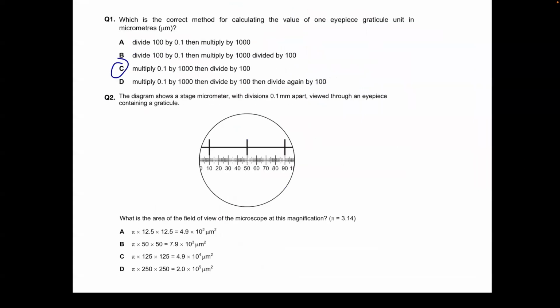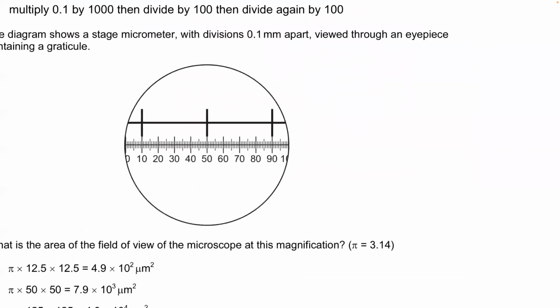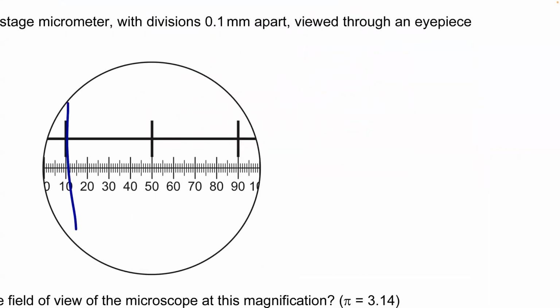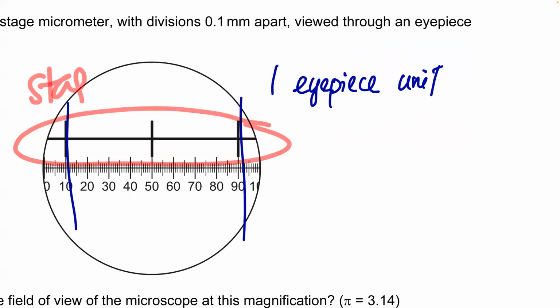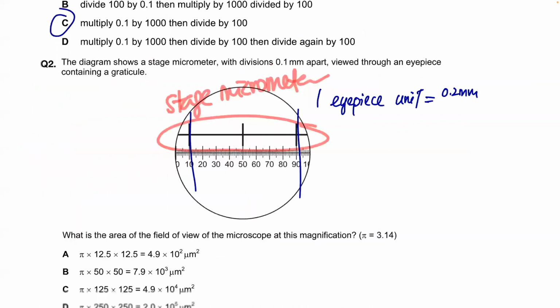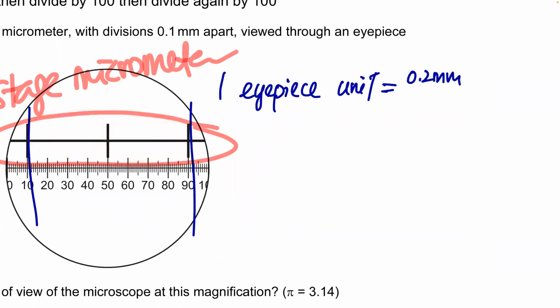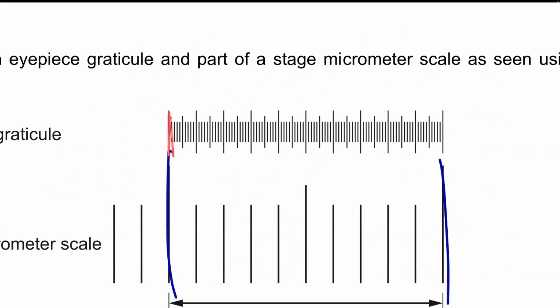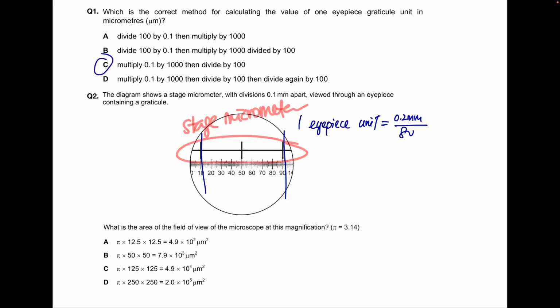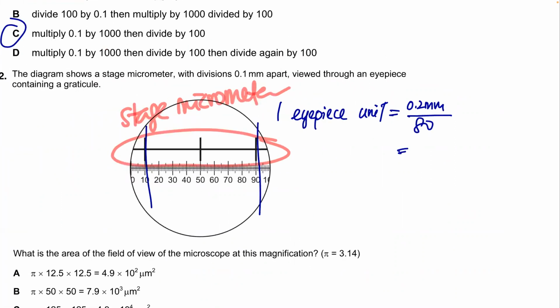Next for this one, you will go with the similar approach. Let's say you look at here and here, what is the length on the stage micrometer? 0.2 millimeter. And how many units correspond to that? 0.2 millimeter corresponds to how many? 80 units. By unit we mean this small division. Just like you divided by 100 just now because there are 100 small divisions, this will be 80 divisions. Of course, if you want, you can convert that into 200 micrometer divided by 80, so that will be 2.5 micrometer per unit.